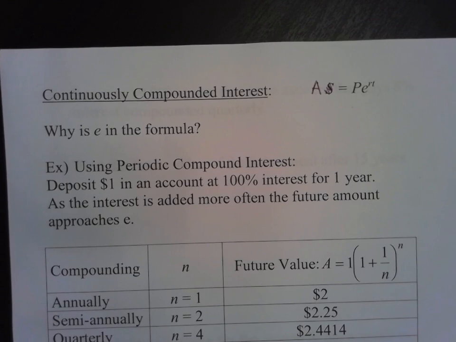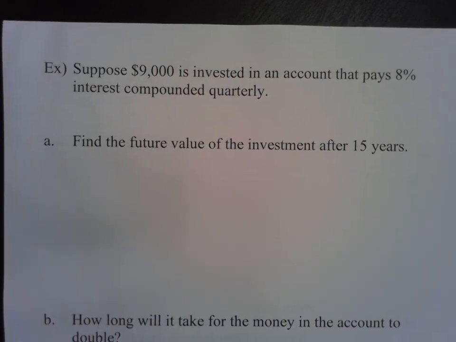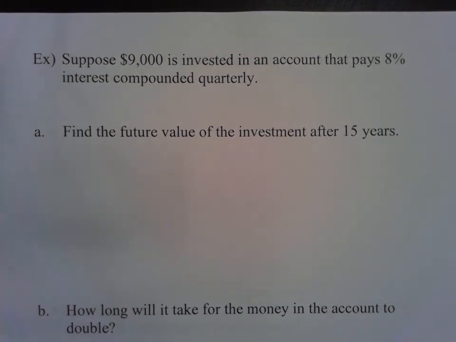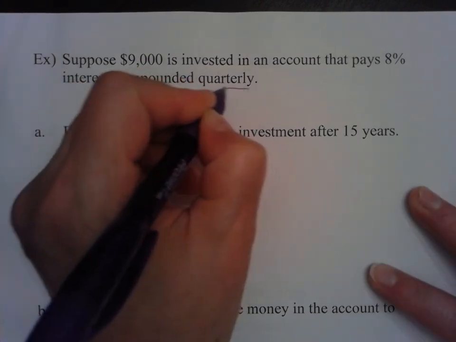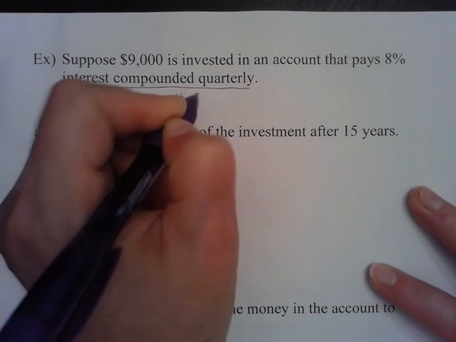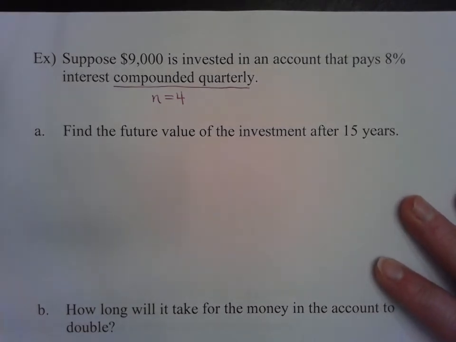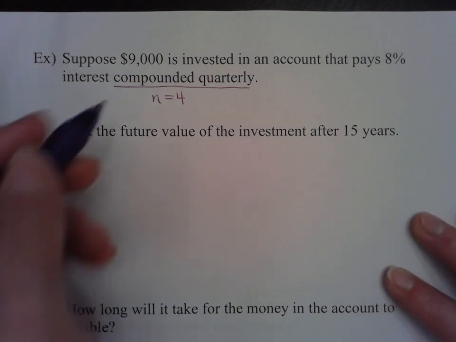Now that we've given you the formulas and you have the basic idea, we can do a couple more examples just to try it out. This one says, suppose $9,000 is invested into an account that pays 8% interest compounded quarterly. So that's 4 times per year. So n is 4. And part A asks us to find the future value of the investment after 15 years.